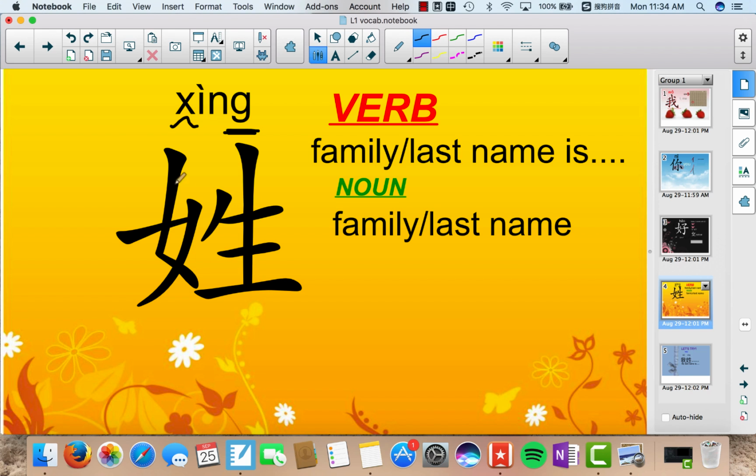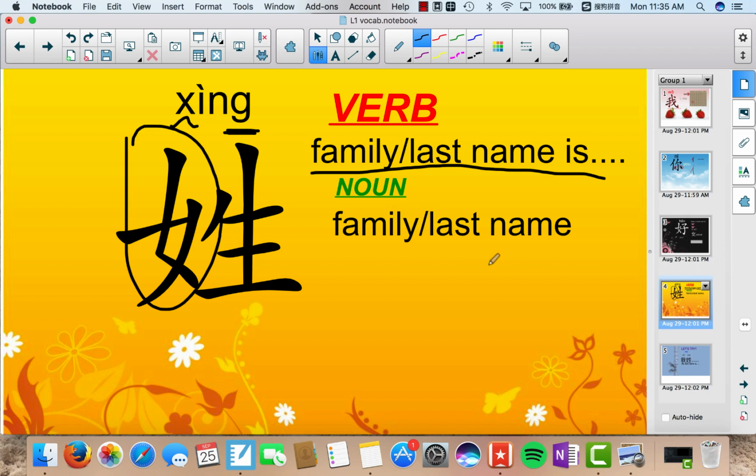So 姓. Also female radical, if you remember from last character. Translate to family name, last name. Apparently a long time ago, every single Chinese person get their last name from their mother, not their father. Okay, biggest difference is that in English, the word last name is a noun, which it is as well in Chinese. You can say 我的姓是的了的, my last name is 的了的.